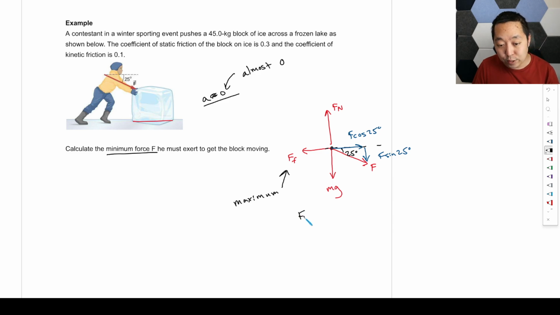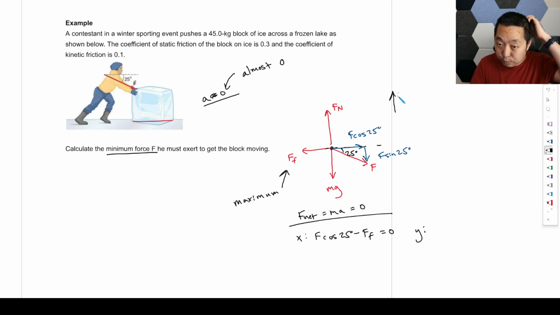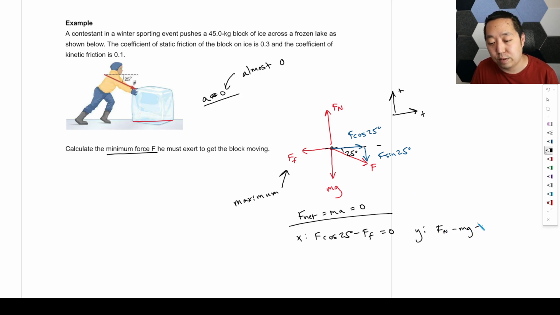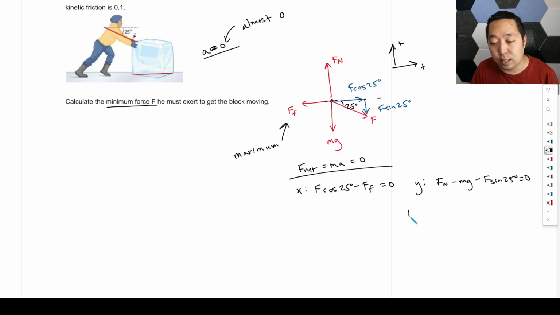So then we do F net equals ma, which is 0 in this case. For the x direction, we have F cosine 25 degrees pointing to the right. We have force of friction pointing to the left. That's 0. And in the y direction, we'll say up is positive. Sorry, I didn't say which way is positive. Say Fn is positive, mg is negative, and F sine 25 degrees also negative. That equals 0.